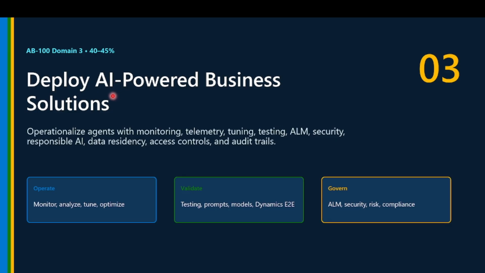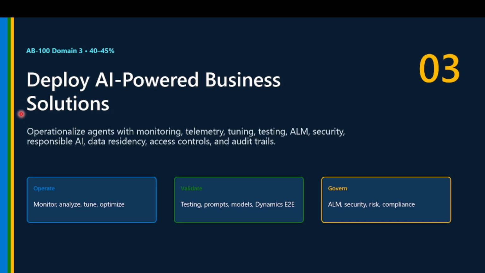So in the last lesson, we looked at domain 2, which is designing AI-powered business solutions. And then we started from domain 1, domain 2, domain 3. So this is now domain 3 of AB-100, the Microsoft AI Business Solution Architect Examination, which is designed for people who want to build and architect agentic AI solutions, whether building in Copilot Studio or Microsoft Foundry, and integrating with Microsoft Office 365 and Dynamics 365.